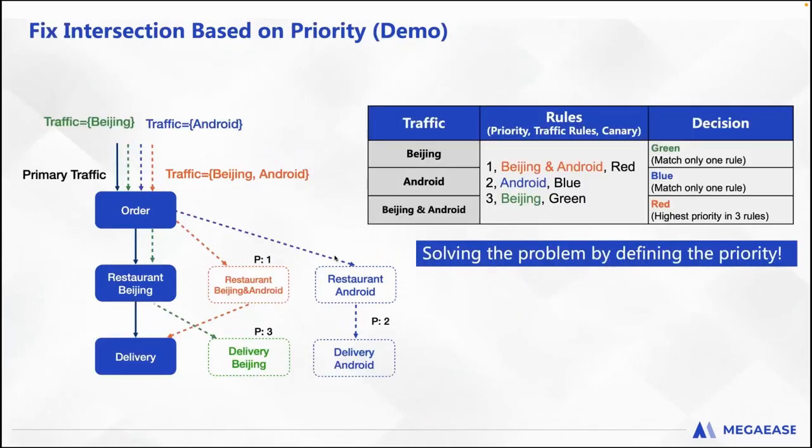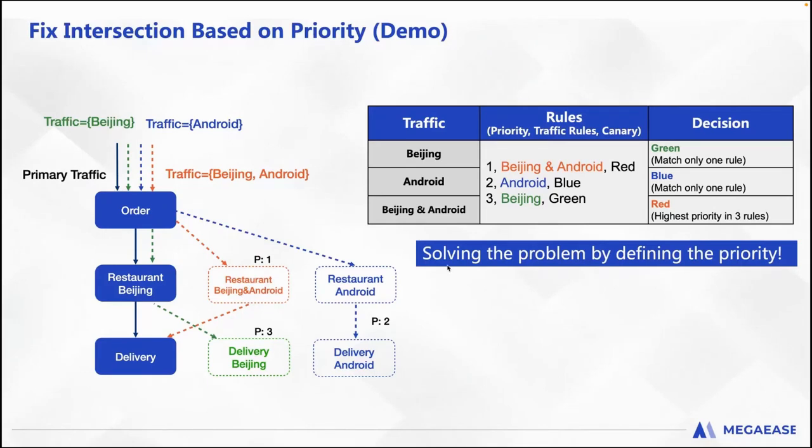A simple and easy way to solve this problem is to specify the priority of canary. Each traffic rule has a number indicating the priority, from small to large. As you can see from the figure, traffic Beijing and Android matches three canaries. But because restaurant Beijing and Android has the highest priority, priority 1, the red canary is therefore selected.